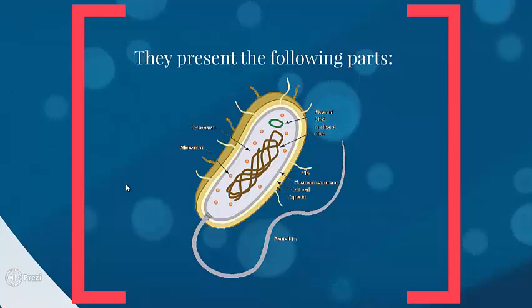They present the following parts: a rigid wall that gives the prokaryotic cell its shape; the plasmatic membrane, which separates the environment where they live and controls the substances entering from the environment; the cytoplasm, which is full of water and contains a large amount of dissolved substances; ribosomes, which are the place where proteins are built; and DNA, which is the genetic material that controls cellular activity.